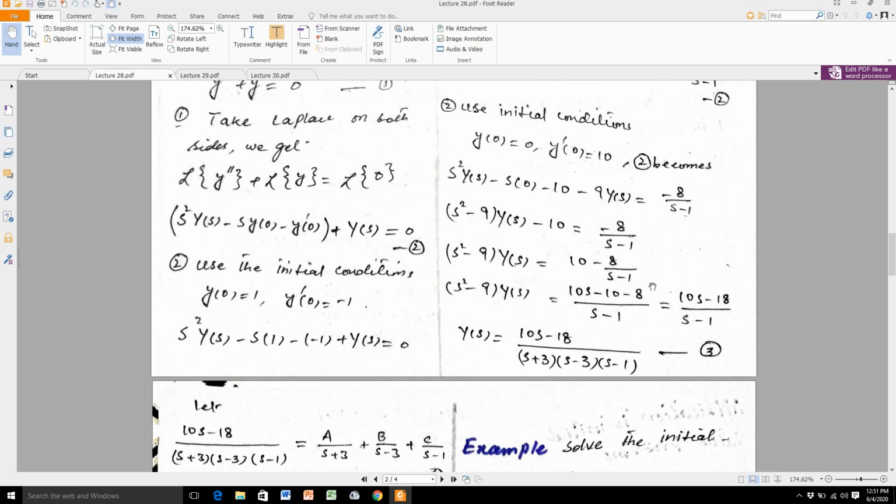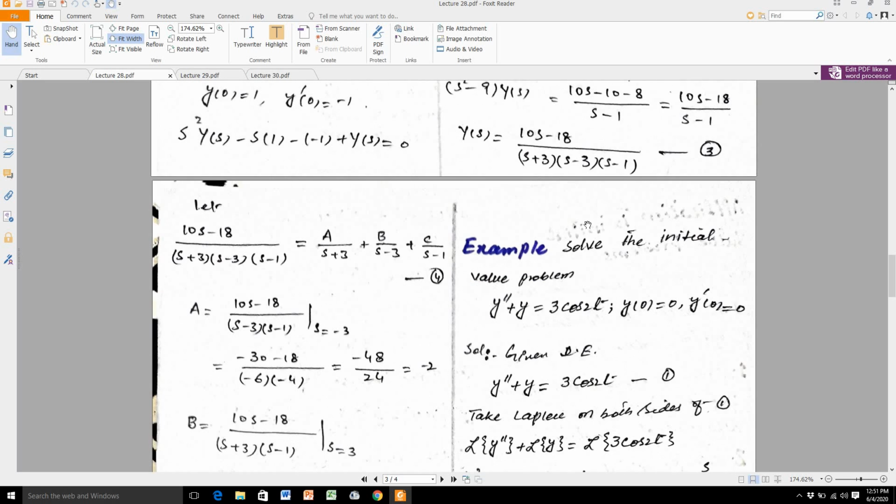Now I simplify this. It is equal to 10s minus 18 over s minus 1. Now I divide by the term s square minus 9 towards the right. So capital Y of s is equal to 10s minus 18 over s plus 3 into s minus 3 into s minus 1. Say this is equation number 3.